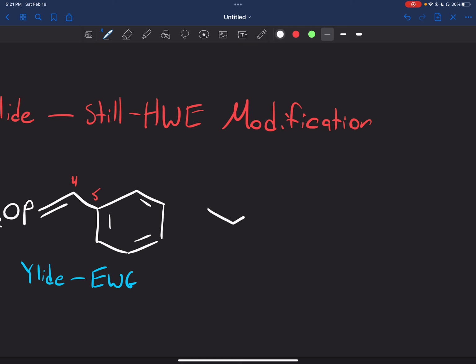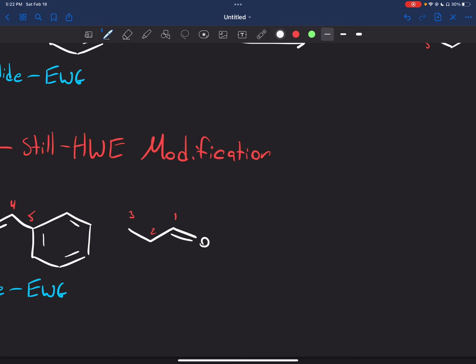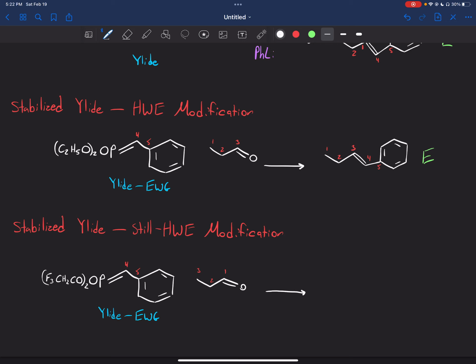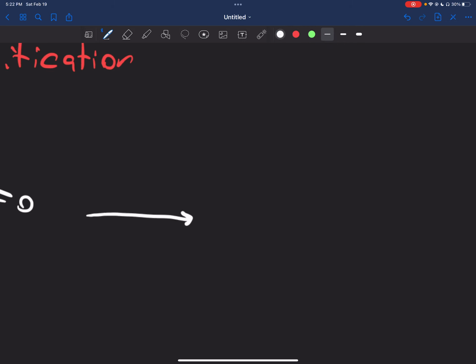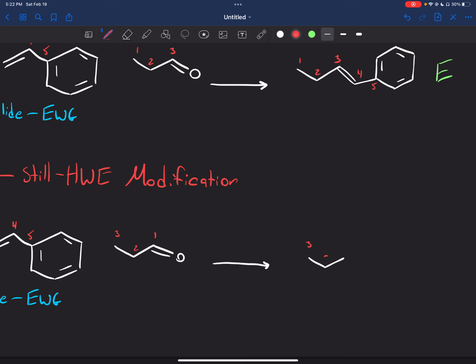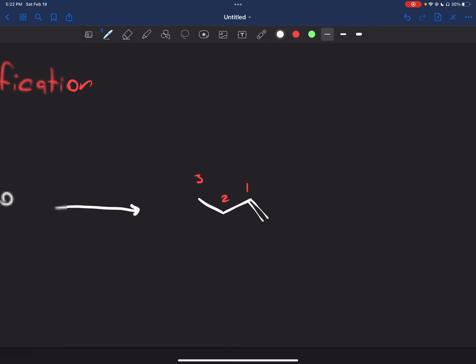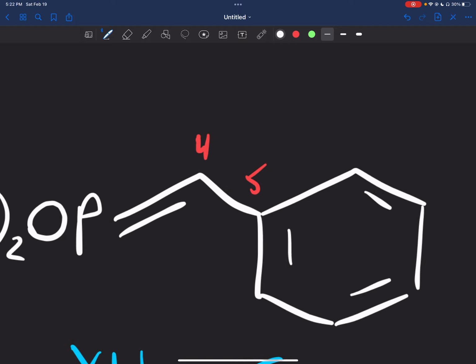Let's say this would be my carbonyl. In this case, it's an aldehyde. Remember, Wittig only works with ketones and aldehydes, not every type of carbonyl compound like carboxylic acids or esters. So we would draw this out. 3, 2, 1. 1 was double bonded. It will stay double bonded. And at the other end, instead of an oxygen, it's going to be carbon 4.